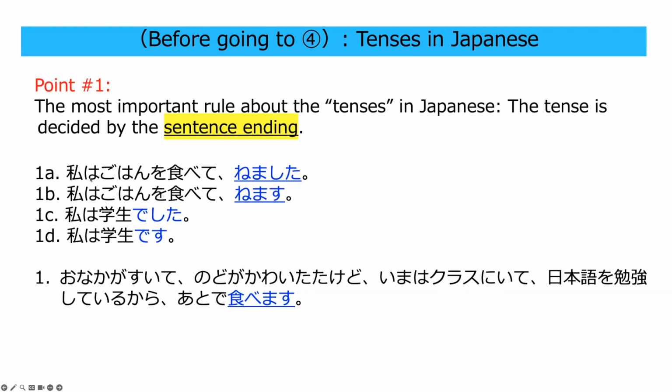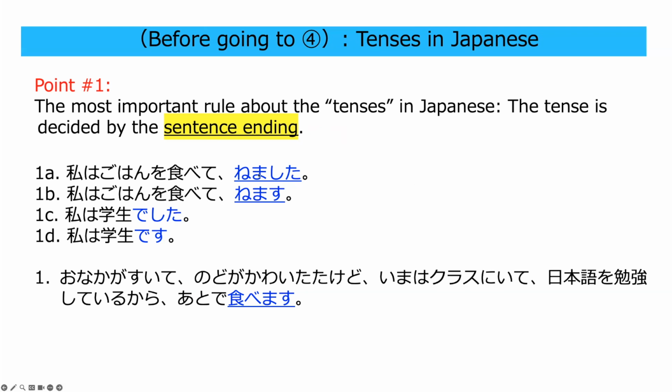However, just go from the beginning. 私はご飯を食べて、て form doesn't have a tense, right? So in Japanese, we don't know whether the speaker who said this statement has done or will do it at this point. However, the sentence ending is 寝ました. So we realize, oh, okay, this person did these actions. So the translation can be, I ate a meal and went to bed.